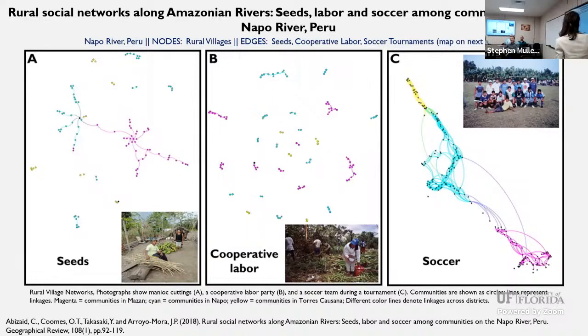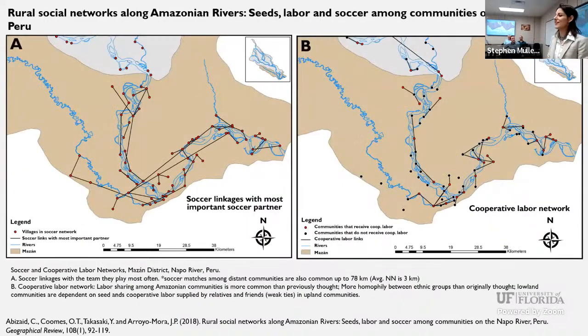And the communities here are in different regions. So here it is on a map. We all know what software this was made in. That looks familiar. There's our ArcMap. Okay, so these are soccer languages with the most important soccer partner. And we can see by overlaying the river here and seeing where the villages are on the river and seeing where these connections are, what the dynamics are in geographic space.